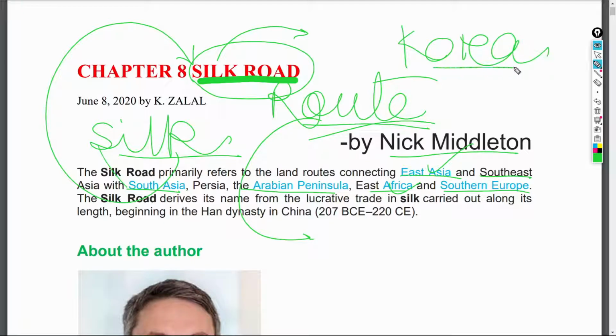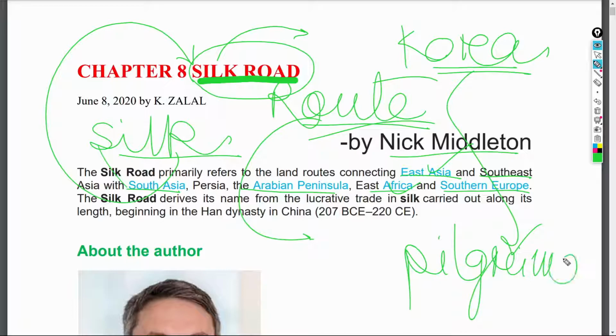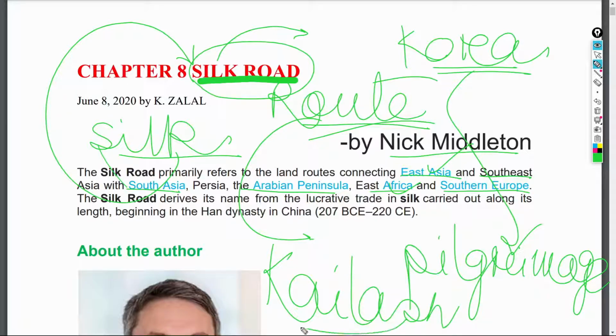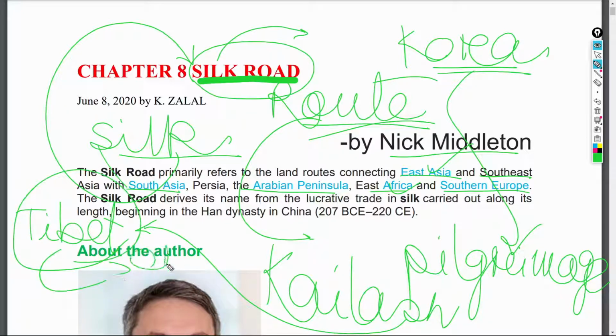Kora is a particular religious journey. It is a religious journey or a pilgrimage. A pilgrimage to which particular place? That particular place is called Kailash. Now, where is Kailash? Kailash is in Tibet, T-I-B-E-T. Tibet is in China. So ancient China.